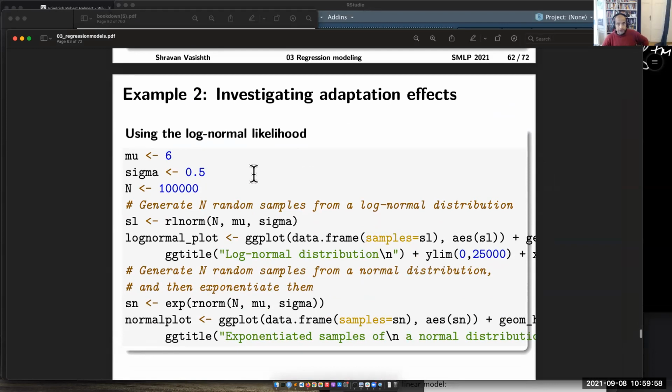So the next thing we'll do is try to improve this model by using a log normal likelihood. To understand the log normal likelihood, I've just written some code here. Actually, Bruno wrote this code.